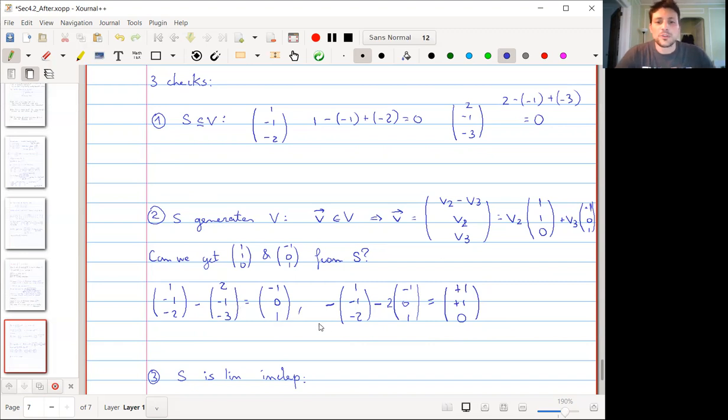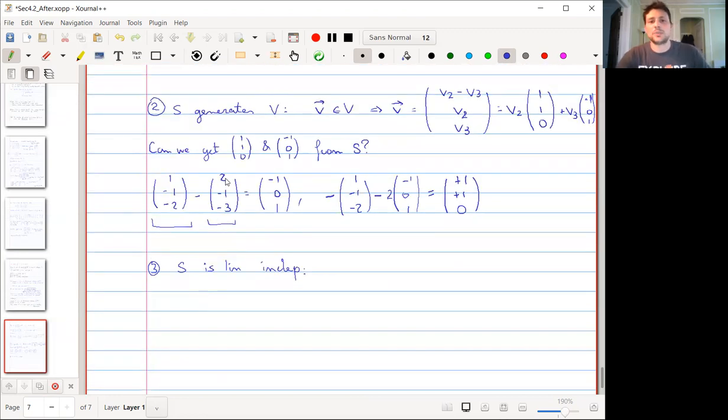So I was able to use just the vectors 1, minus 1, minus 2 and 2, minus 1, minus 3 to generate the two generators that we found here. In other words, these two vectors are a generating set.